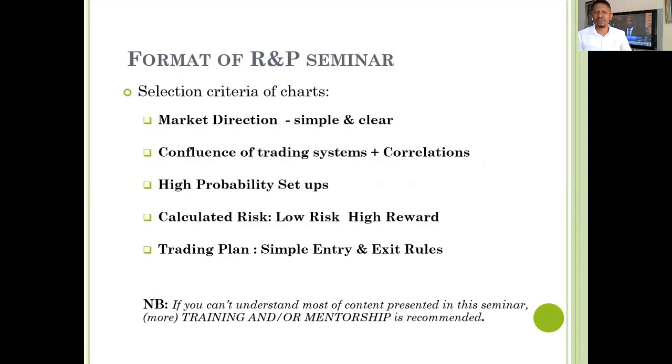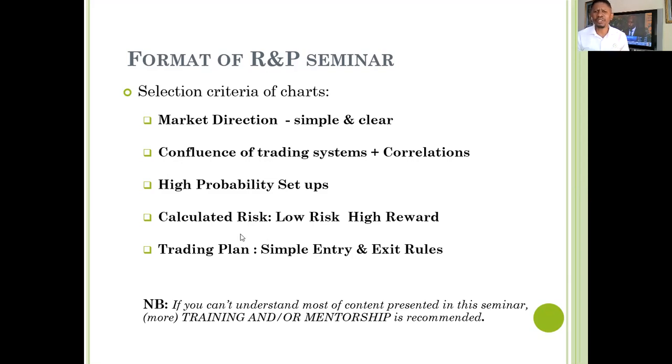Right, the format of this is going to be as follows. We're just going to be showing you how we analyze and chop the market by following a simple market direction, a simple and clear strategy that shows us how to get direction. Remember, it's not a teaching, it's not an educational seminar, it's just market analysis. So we're going to be looking for a good trend or good direction of the market. It must be clear and simply identified.